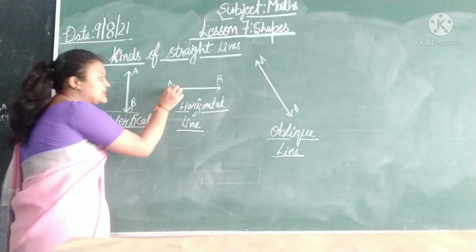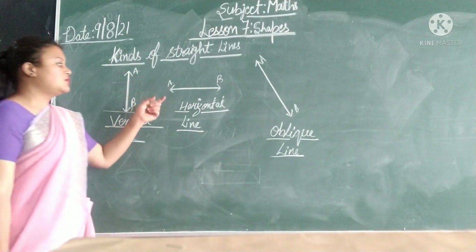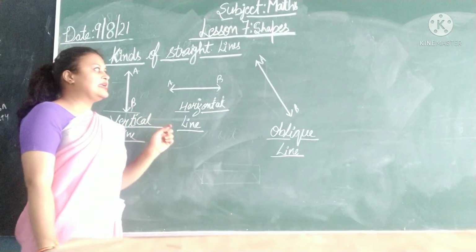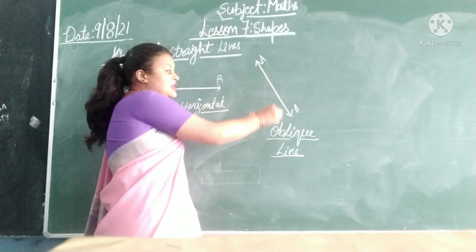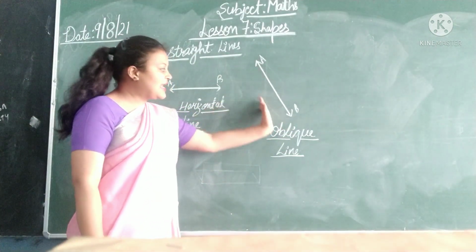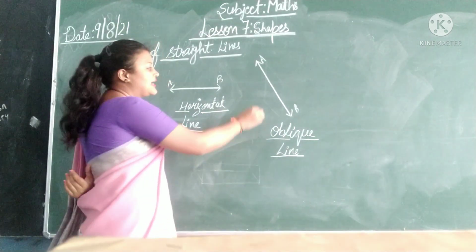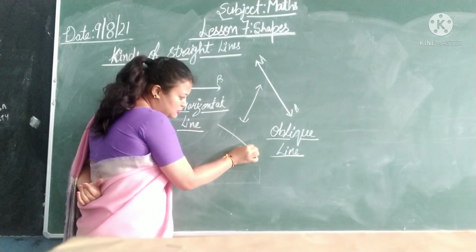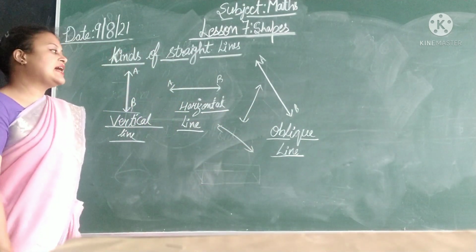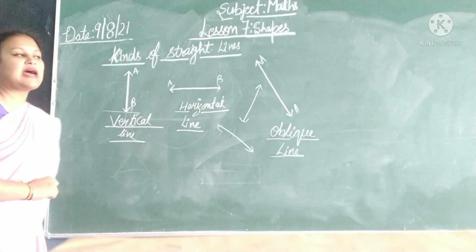If the line is like this, it is in rest form, we can say. So the line is known as a horizontal line. And if a line is making any angle, you can see, it is making an angle, so that line is known as an oblique line. Okay, so that line can be like this also. It will be like this also. So all these lines are known as oblique lines because they are making some angles.